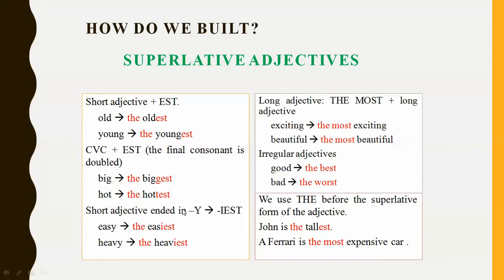For Y, the same as for ER. We have easy, heavy, so we change Y into I, then we add EST, easiest, the heaviest. For these adjectives which are long, exciting, the most exciting, beautiful, the most beautiful. For irregular, we have good, the best, and bad, the worst. So we must add the before est, the tallest and the most expensive car.